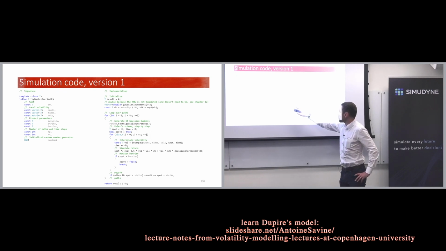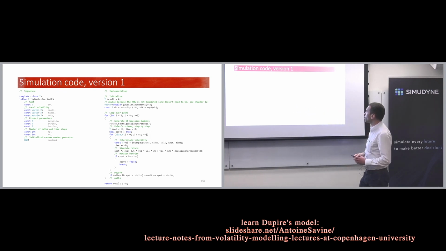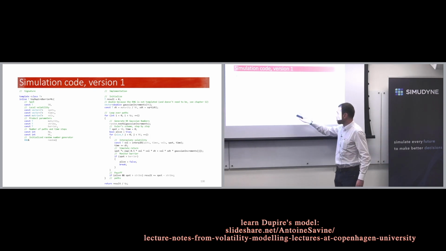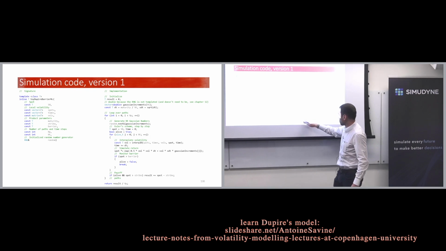Which gives me the SDE, followed by the log of a spot in Dupire. I monitor my barrier and check if I'm still alive or not. If I'm dead, I may as well break out of the loop. And in the end, if I'm still alive, I pay the payoff of a European call.